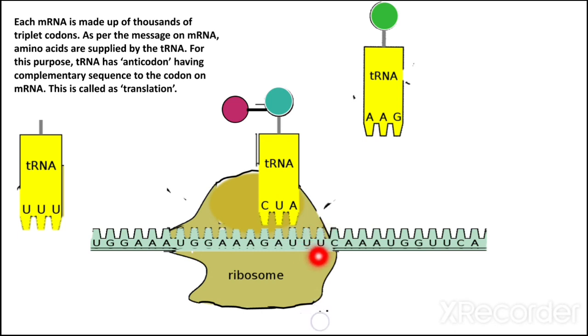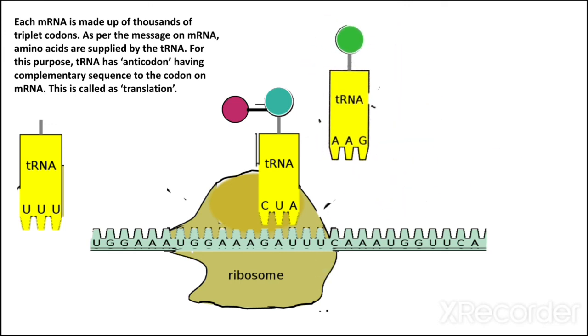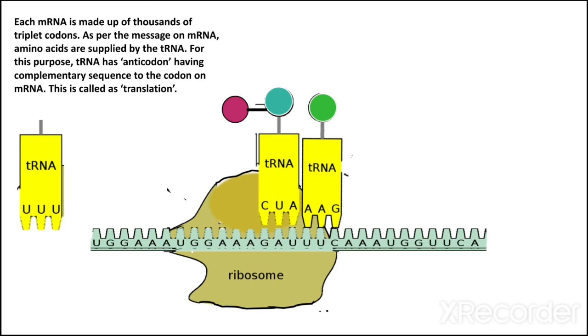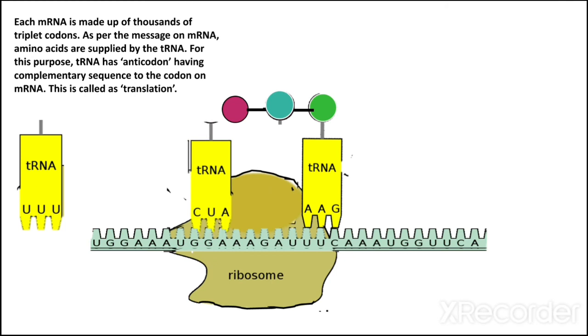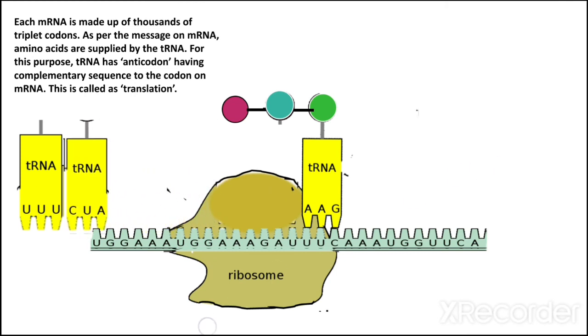Here the coding is UUC. So for uracil there is a complementary adenine, again adenine, and then for cytosine the complementary nucleotide is guanine. So this tRNA will come and attach here. Okay, now when these amino acids come closer, what will happen? There is a formation of a peptide bond again, and in this way this process will continue.